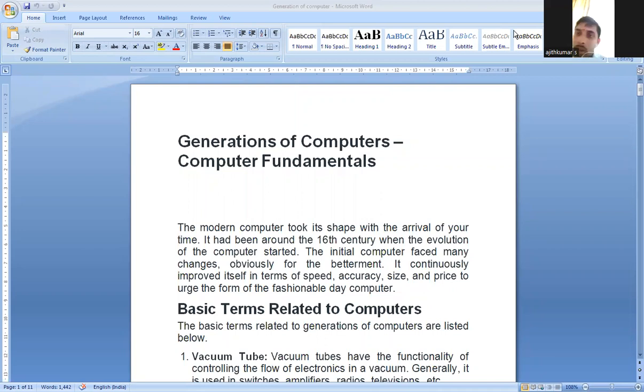Good morning to all. Today we will see the topic of generation of computer and computer fundamentals. What is generation and computer fundamentals? The computer took its shape with the arrival of time. It was around the 16th century when the evolution of the computer started. The initial computer faced many changes, and for the betterment it continuously improved itself in terms of speed, accuracy, and size.